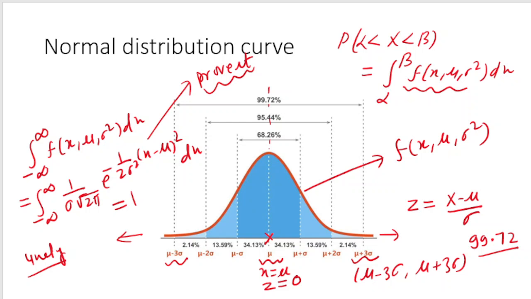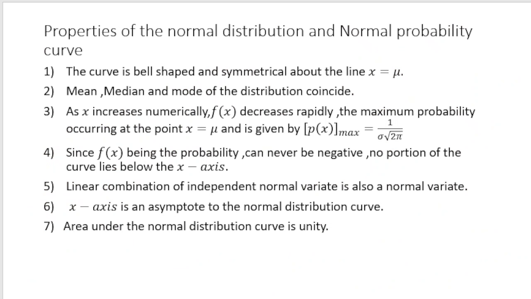So now I have listed the properties in a systematic way, because some of the properties while highlighting this I might have missed. So keep these properties in mind.